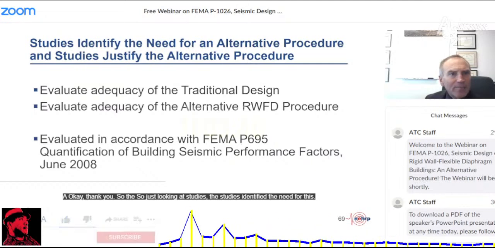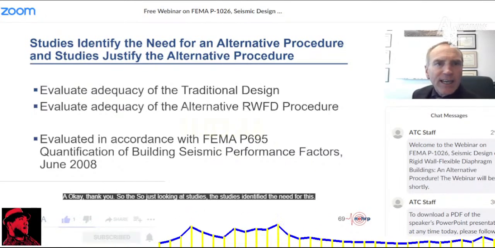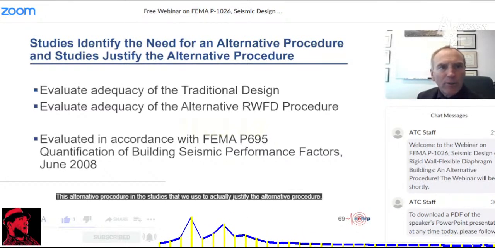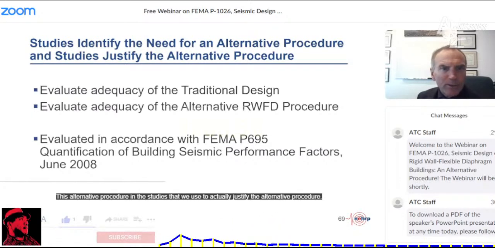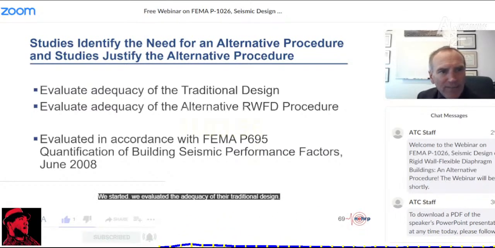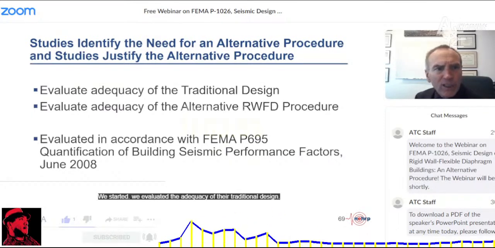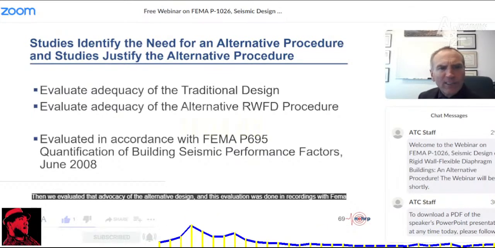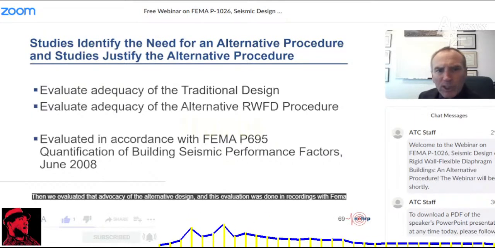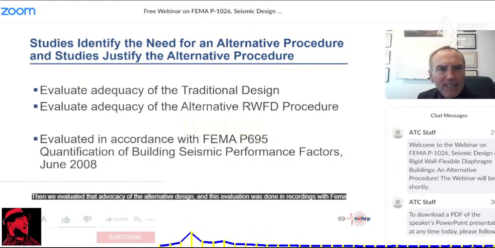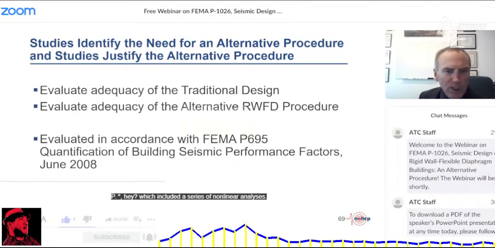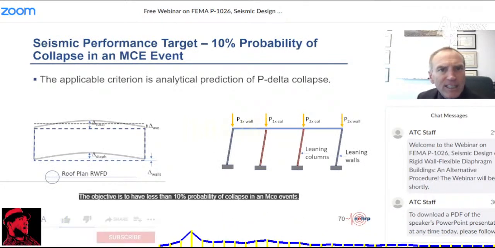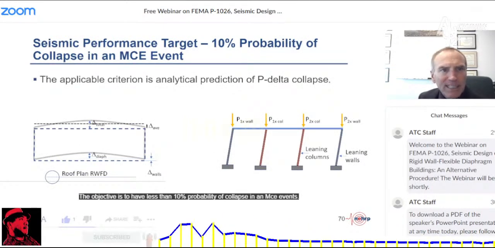So just looking at studies: the studies identified the need for this alternative procedure, and the studies that we use to actually justify the alternative procedure. We evaluated the adequacy of the traditional design, then we evaluated the adequacy of the alternative design, and this evaluation was done in accordance with FEMA P-1026, which included a series of nonlinear analyses. The objective is to have less than 10% probability of collapse in an MCE event.